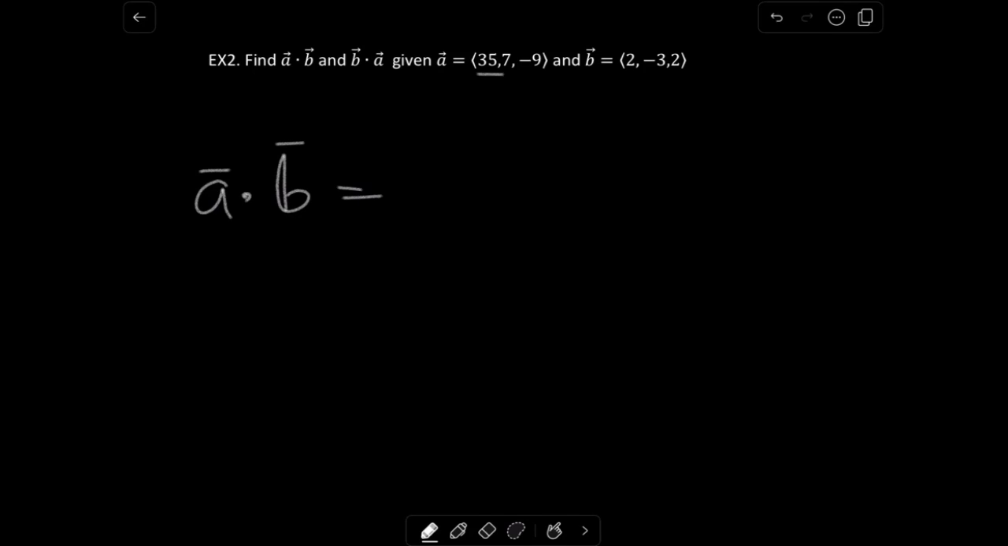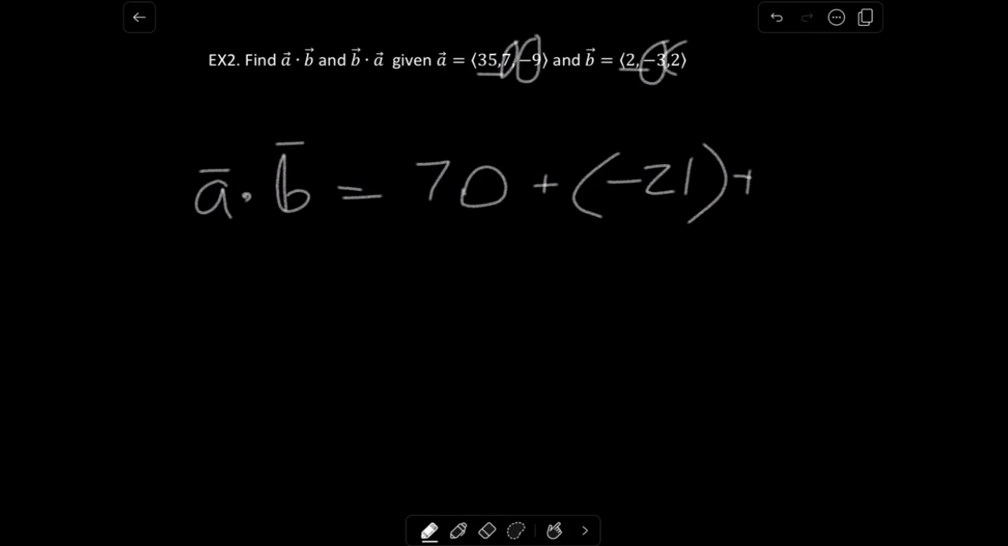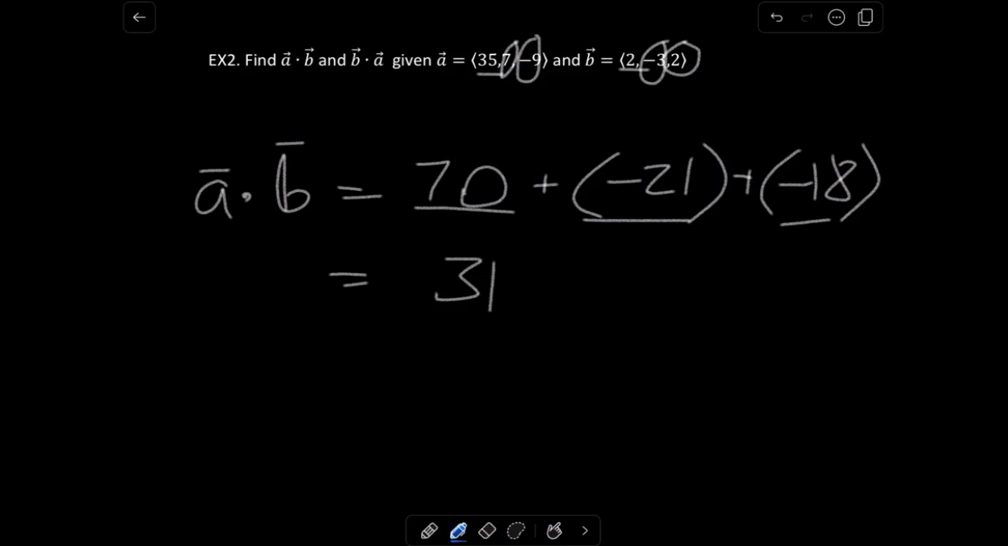Okay, so it's going to be 35 times 2, that is going to be 70, plus we have 7 times minus 3, that is going to be minus 21. I multiplied the second components, and then plus we have minus 9 times 2, that's minus 18. So it's going to be 70 minus 21 minus 18. If you work that out, it's going to be positive 31. Just be careful with your signs. Okay, so it's 7 times minus 3, that's minus 21, minus 9 times 2, that's minus 18. Okay, and the dot product here will give you 31.